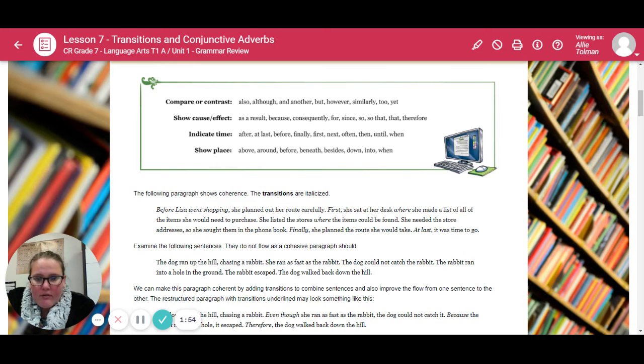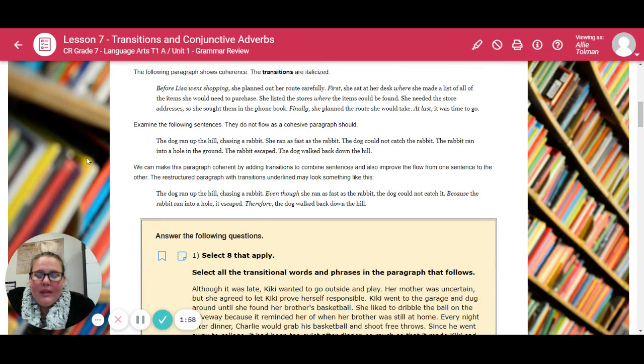The following paragraph shows coherence. The transitions are italicized. Before Lisa went shopping, she planned out her route carefully. First, she sat at her desk where she made a list of all the items she would need to purchase. She listed the stores where the items could be found. She needed the store addresses, so she sought them in a phone book. Finally, she planned the route that she would take. At last, it was time to go.